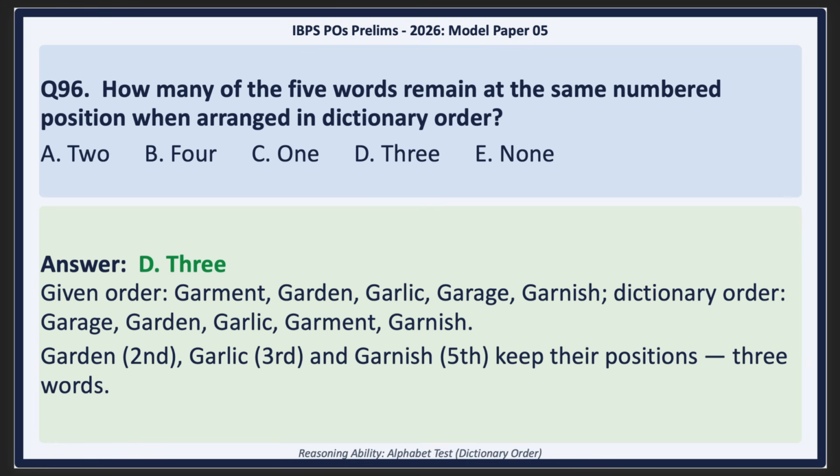Our new order is garage, garden, garlic, garment, garnish. Let's compare them. Garden is second in both. Garlic is third in both. Garnish is fifth in both. So exactly 3 words keep their original positions. Moving to order and ranking for questions 97 and 98.